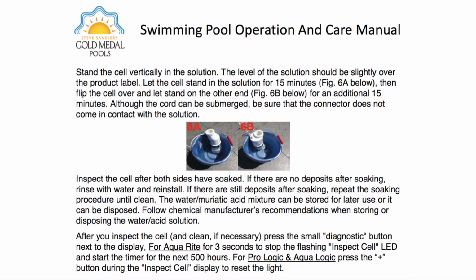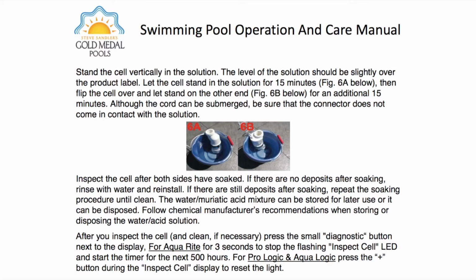Inspect the cell after both sides have been soaked. If there are no deposits after soaking, rinse with water and reinstall. If there are still deposits after soaking, repeat the soaking procedure until clean. The water/muriatic acid mixture can be stored for later use or it can be disposed. Follow chemical manufacturer's recommendations when storing or disposing of the water acid solution.